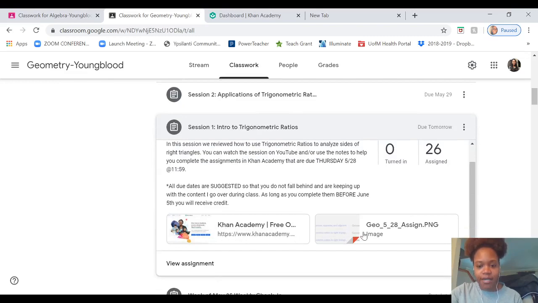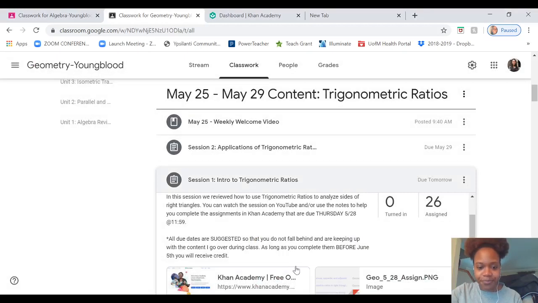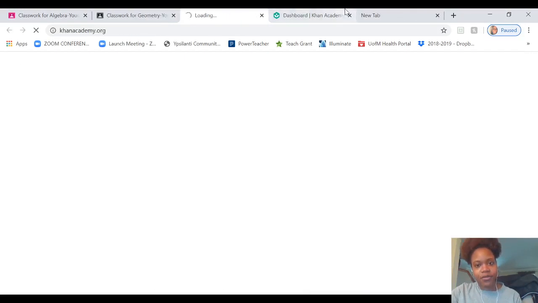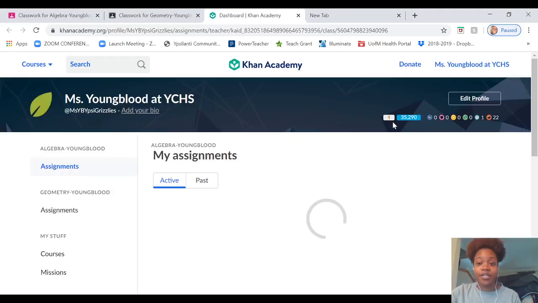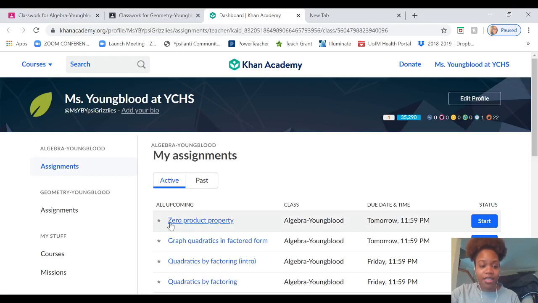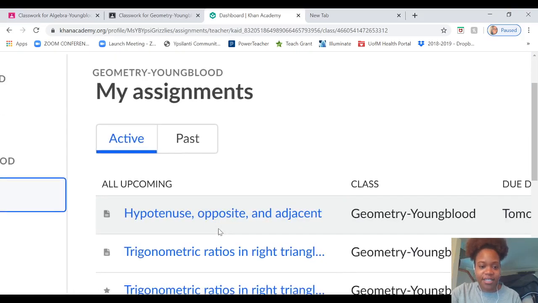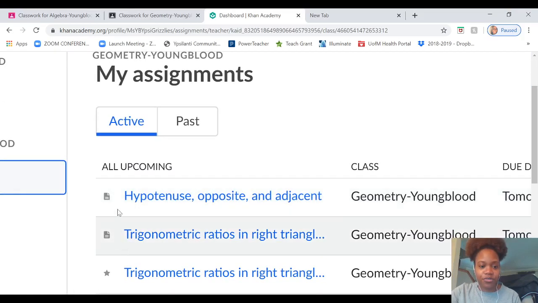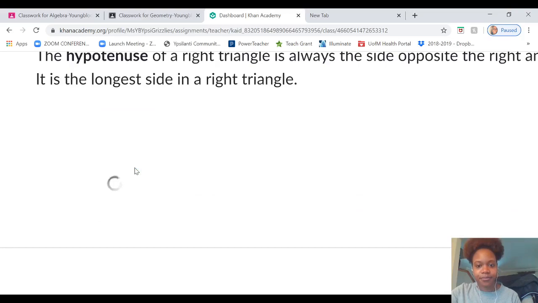So if we click on Khan Academy, we'll see that we have these 3 assignments to knock out together. So let's see. Go to Khan Academy. It should take you straight to your profile. If it doesn't, make sure that you get signed in so that your activity can be logged and I can view your activity and give you your points. So the first thing we want to go through is hypotenuse, opposite, and adjacent. So this first article. So these 2 assignments are technically articles we're going to read through together, and then this is the actual assignment we have to do based off these articles.